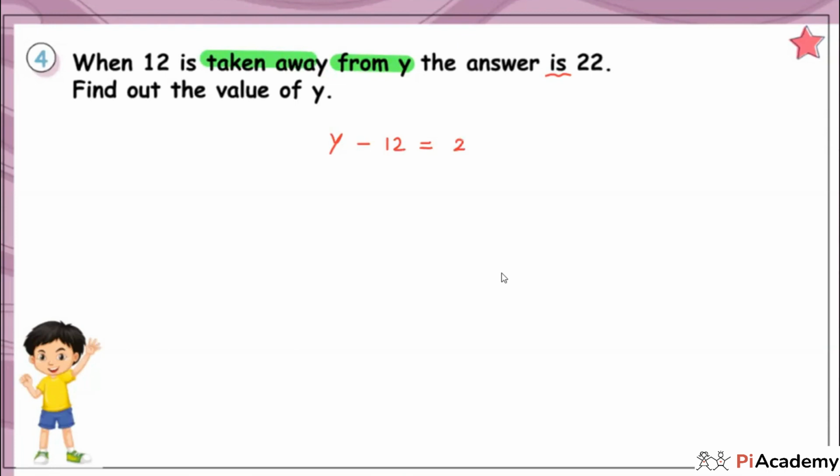So now you do 22 plus 12, which will equal 34. Yes, so basically we can add 12 to both sides. So here minus 12 with the plus 12 will get cancelled, and on the right hand side it's 12 plus 22, or you can say 22 plus 12. So what are we going to get? y equals 34. Yeah, so 34 is the answer.